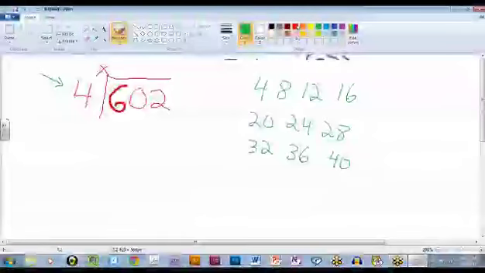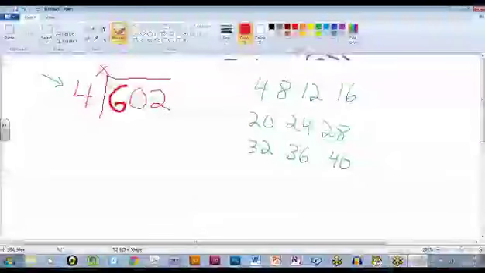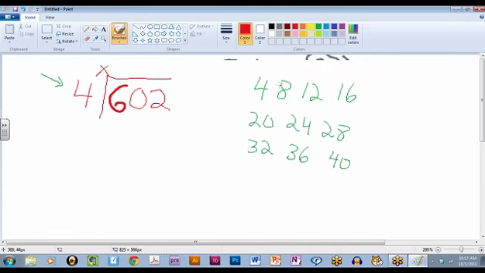Okay, I'm going to change colors again. Go back to red. Okay, Josh, think now what my first question is. This is the important part. You have to know what this question is. The question is, what times 4 equals 6? So if you look over here, I don't see a 6 anywhere, but I'm going to keep counting by 4s until I get too big.